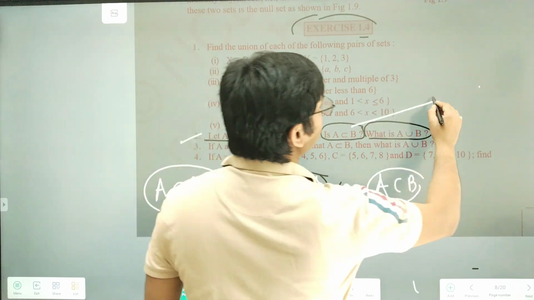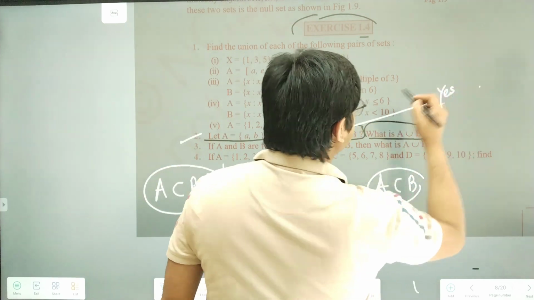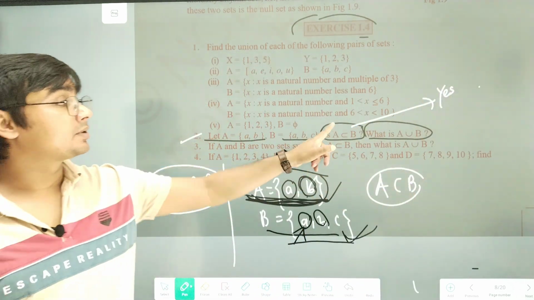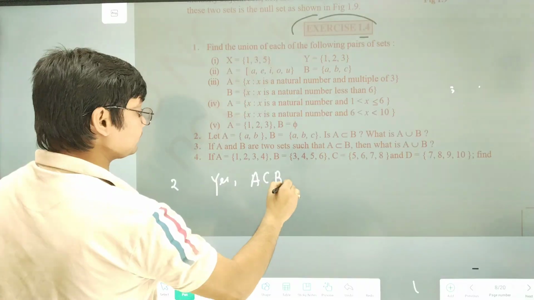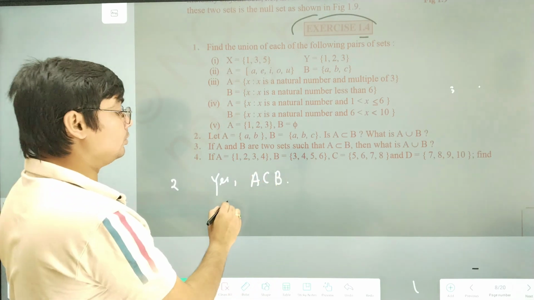That means, what will be the answer of this question? Yes, A is a subset of B. Now, what will be A union B here?